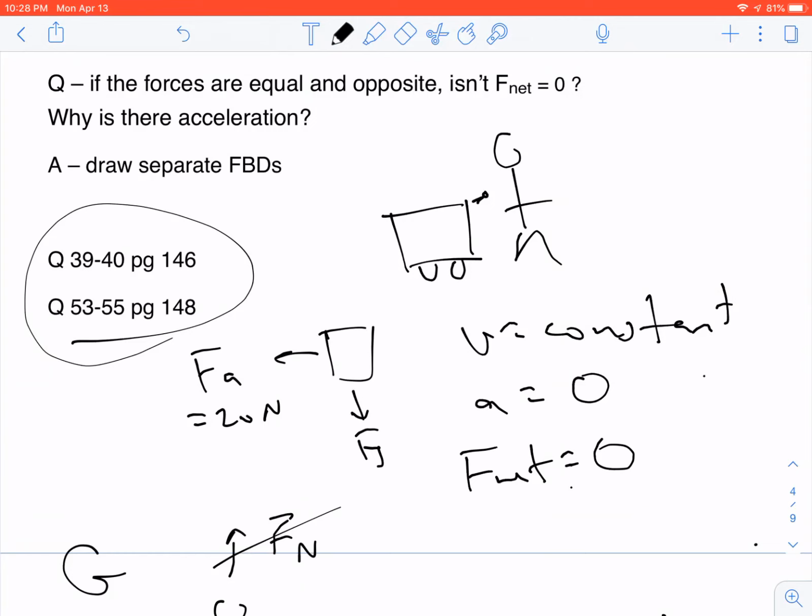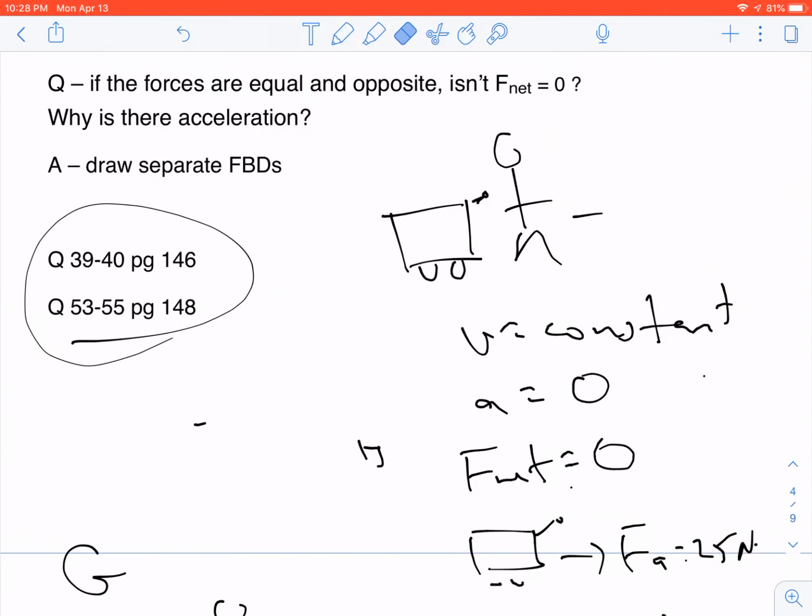So I'm walking. Am I pulling on the cart? I'm sure pulling on the cart. I know it's there, right? If, say, it's heavy, I'm pulling on the cart. I know that it's there. So let's say I'm applying a force to the cart of, say, 25 newtons. Okay, so there's the applied force on the cart.